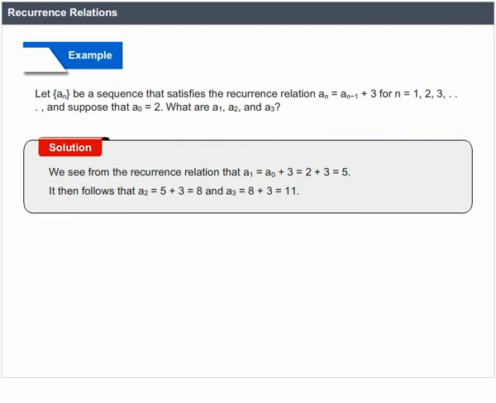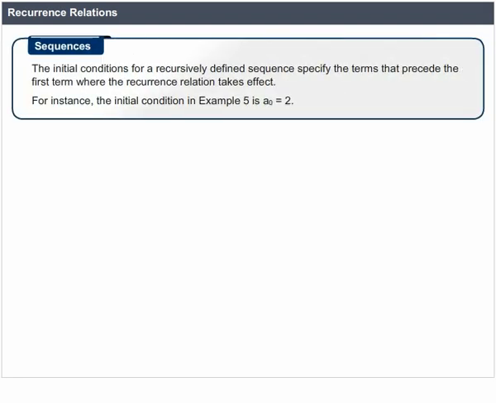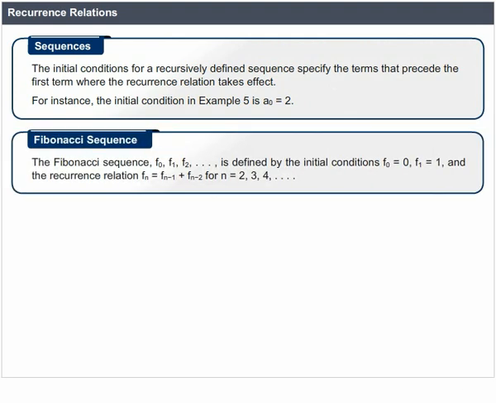Initial conditions for a recursively defined sequence specify the terms that precede the first term where the recurrence relation takes effect. For instance, the initial condition in example 5 is a_0 = 2. The Fibonacci sequence f_0, f_1, f_2, etc. is defined by the initial conditions f_0 = 0, f_1 = 1, and the recurrence relation f_n = f_(n-1) + f_(n-2) for n = 2, 3, 4, etc.